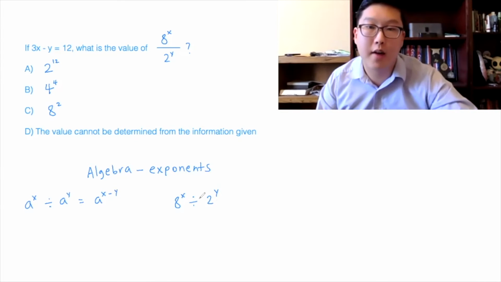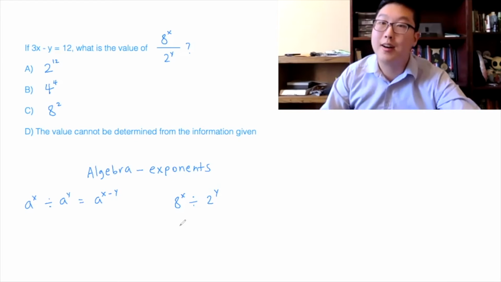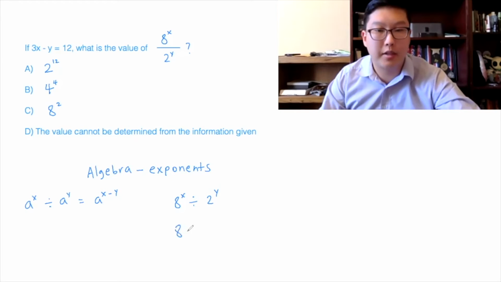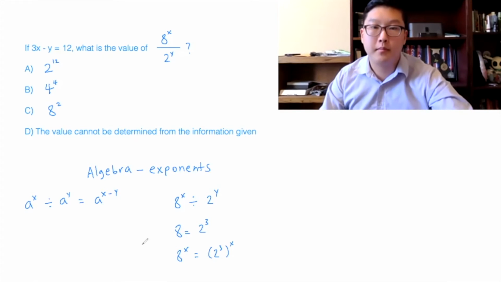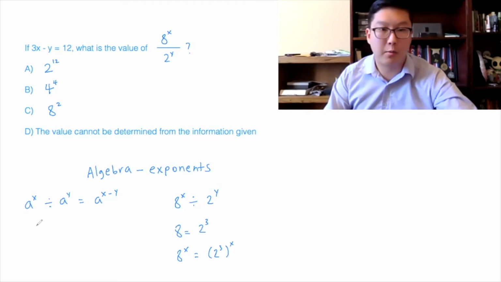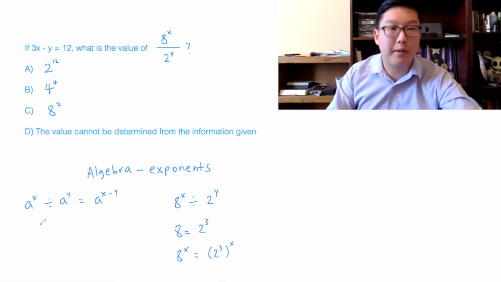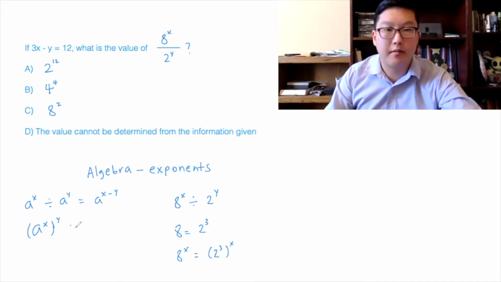Unfortunately, 8 and 2 are not the same base, so I can't use this rule yet. However, I do know that 8 is equal to 2 to the third power. So that means that 8 to the power of x should be equal to 2 to the third power to the power of x. And this reminds me of another exponent rule I know, that if I take the exponent of an exponent, then I can combine the exponents using multiplication.